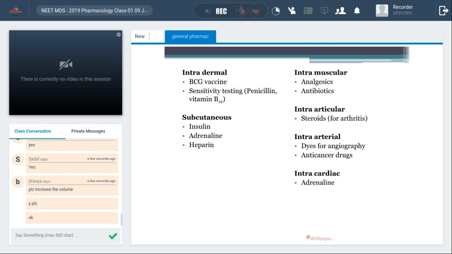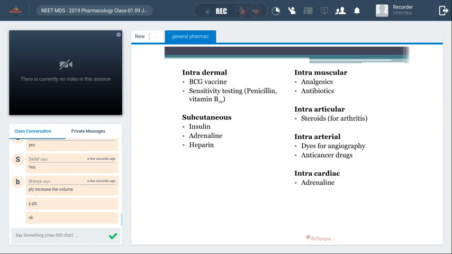Then we have intracardiac, that is directly into the heart. I don't know how much of you would remember your second year pharmacology. There's no drug which is given intracardiac. Can you imagine? It's a very difficult thing. But in cardiac arrest patients, as a last resort, we try giving intracardiac adrenaline so that the heart is again stimulated and the heart starts pumping. But nowadays we don't follow this.